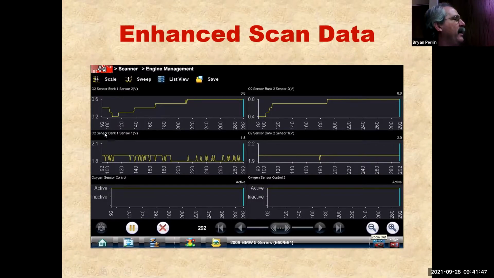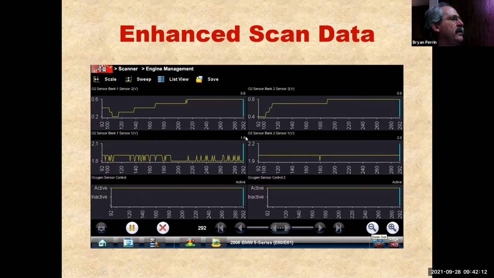So I have my oxygen sensor bank 1, sensor 1, oxygen sensor bank 2, sensor 1, oxygen sensor bank 1, sensor 2, oxygen sensor bank 2, sensor 2. So my front sensors, just by the scale, 1.8 or 2.1 volts, they have to be air fuel ratio sensors. Especially look at the lack of activity, which is typical of air fuel ratio.